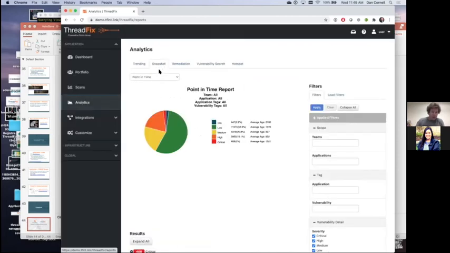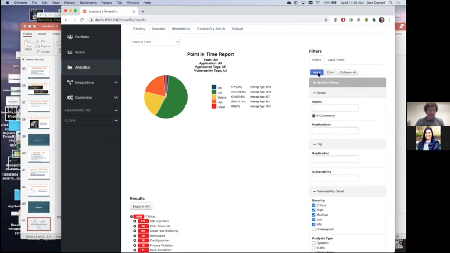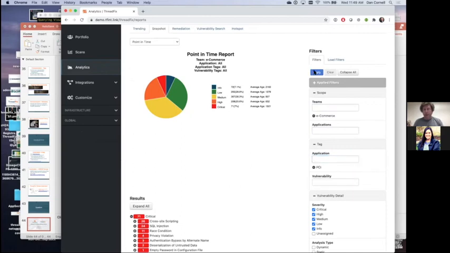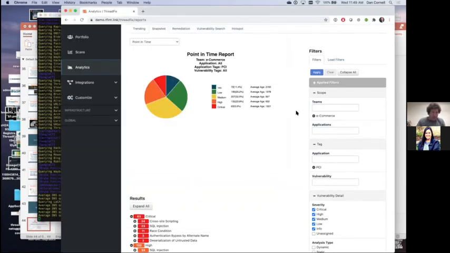If we go into our point in time report, we can say, well, I only want to see that for the e-commerce team. So we can also filter based on teams. As well, we can say I only want to look at applications that have certain characteristics. Both the teams and the tagging are really integrally tied into ThreadFix and how it does both access management, in the case of teams, as well as reporting, in the case of both teams and applications. So it looks like that is nearly finished up there. We're getting there.